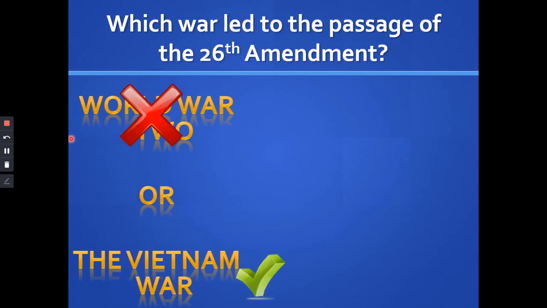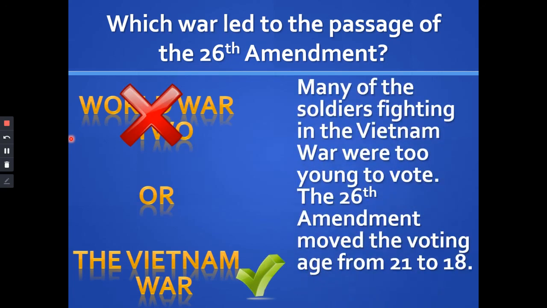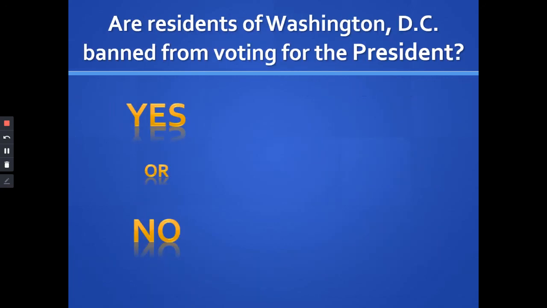So my answer is the Vietnam War. Many of the soldiers that were fighting in the Vietnam War were too young to vote, and the 26th Amendment is what took the voting age from 21 down to 18, which meant that if you were fighting in the war, you were old enough to vote as well.